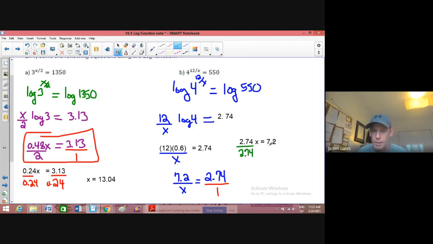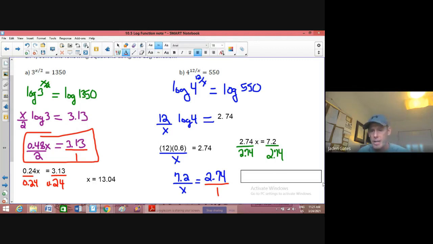2.74 divided by 2.74 on both sides. And then I'll finally get the value of my exponent, or the value of x, I should say. In this case, it is 2.63. Again, going to 2 decimal places. And there we go. So again, there's the log function.